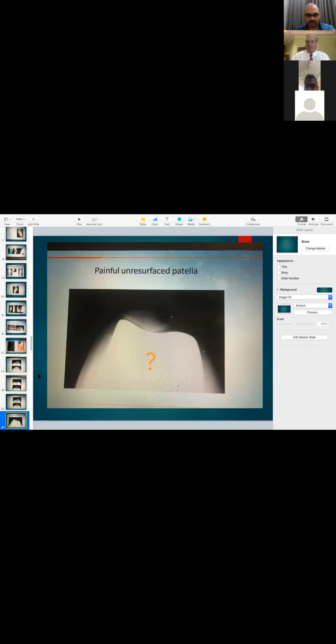Okay, when the patient comes to you with anterior knee pain, most of the surgeons say, oh, okay, this is the cause because I did not resurface the patella. This is the cause of pain.